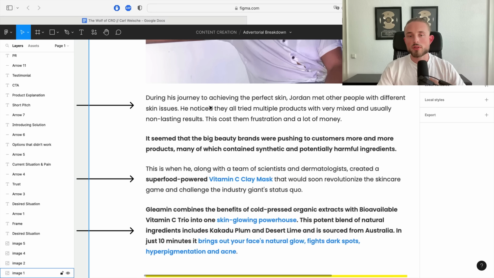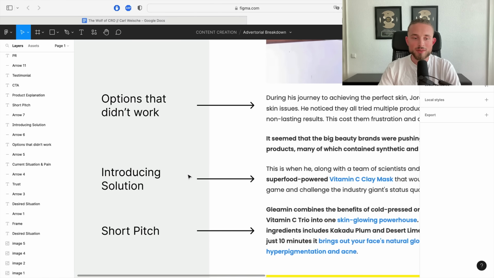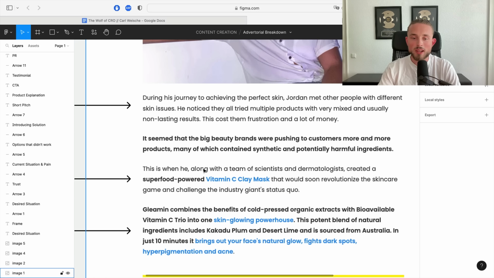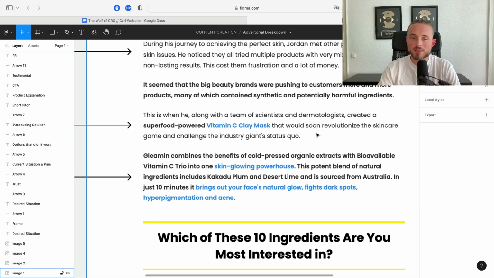During his journey to achieving the perfect skin, Jordan met other people with different skin issues. He noticed they all tried multiple products with very mixed and usually non-lasting results. It seemed that the big beauty brands were pushing customers more and more products, many of which contain synthetic and potentially harmful ingredients. This is when he, along with a team of scientists, created a superfood-powered vitamin C clay mask that would soon revolutionize the skincare game and challenge the industry giant status quo.